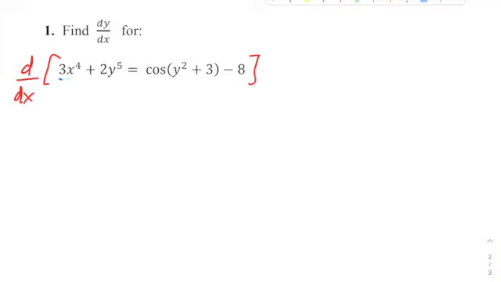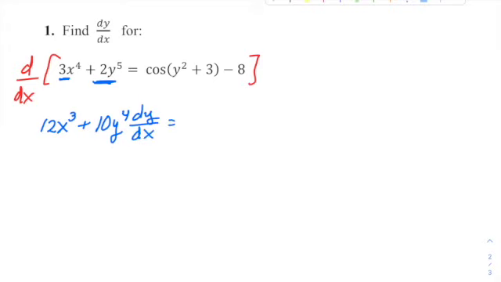Anything that's x is normal. So the derivative of 3x to the fourth is 12x cubed. The derivative of 2y to the fifth, hey, that's not an x expression, so this is where we're going to use our implicit differentiation. So that would be 10y to the fourth times dy dx.